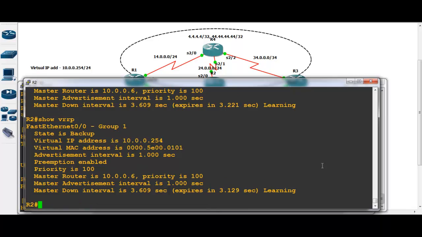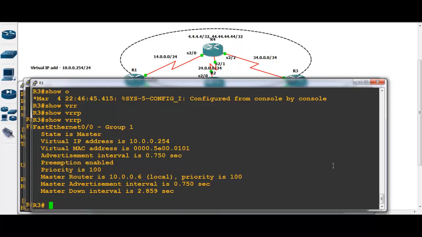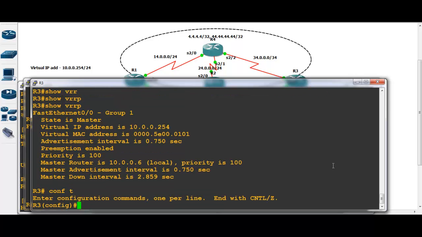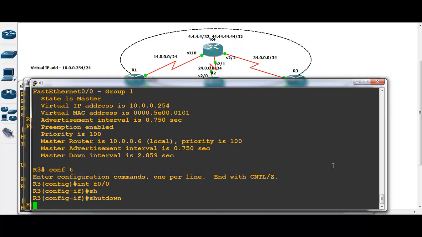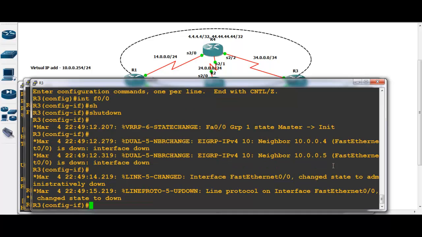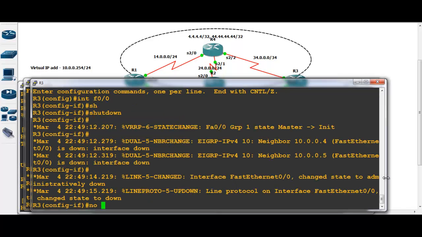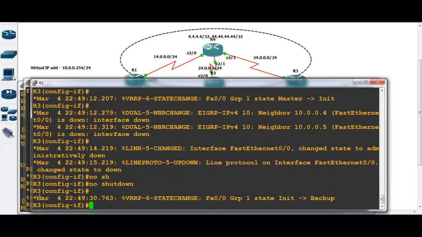I'll pull down the master once. I'll bring down the master. Interface FastEthernet 0/0 shutdown. Now I'm expecting the other to become master. Okay, it has become master. Now I'll bring it up again. I'm expecting this will have some impact there.